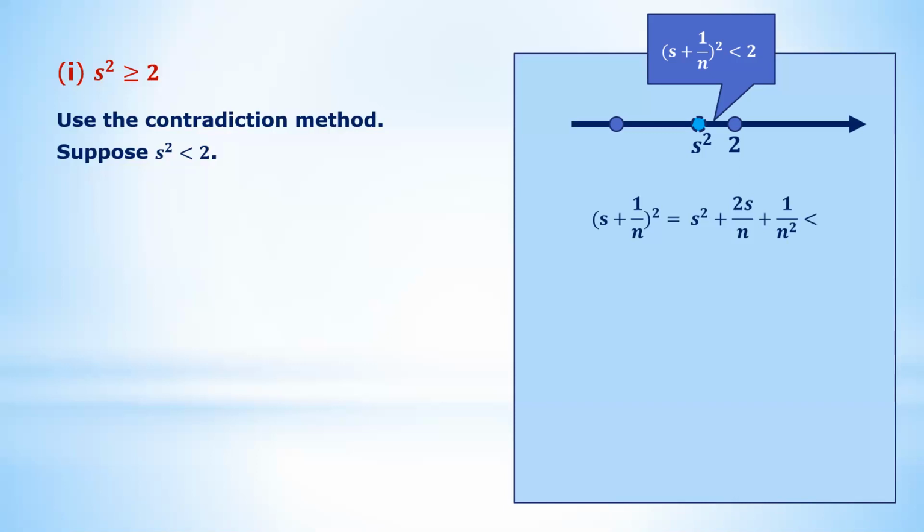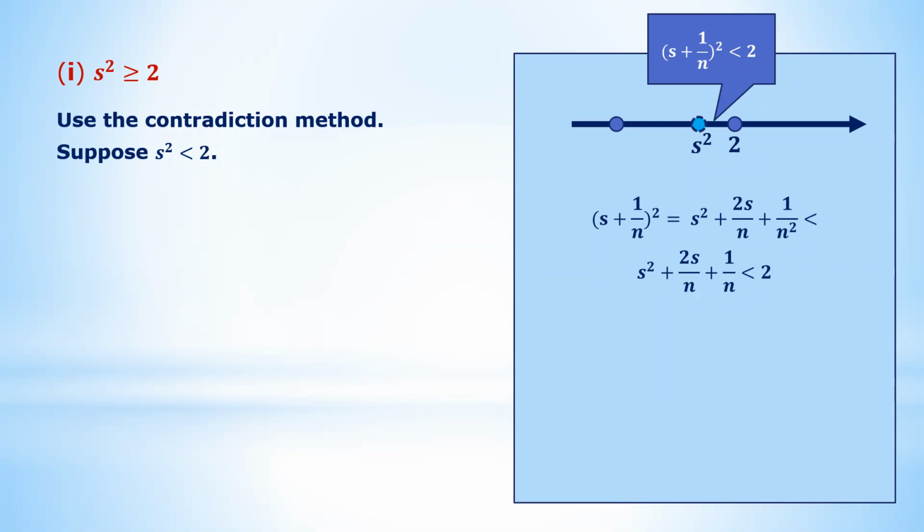We only need to replace 1 over n squared by 1 over n. I can remove the square, because if you remove the square, then 1 over n is getting bigger. So the sum s squared plus 2s divided by n plus 1 over n squared, the sum of these three terms, will be less than that term: s squared plus 2s over n plus 1 over n will be less than that.